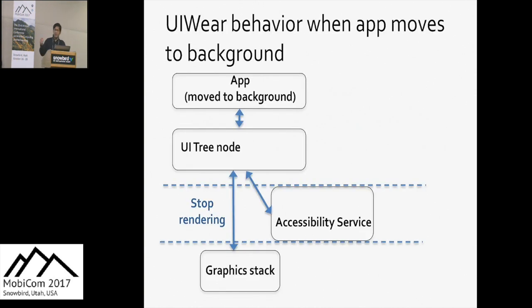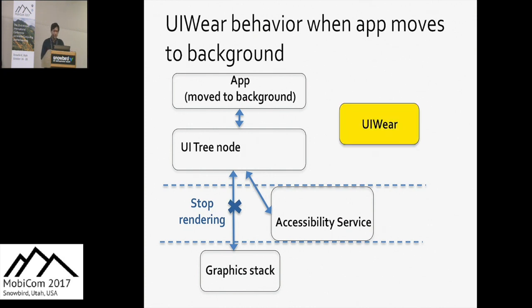Here's how it works. When an app switches to background, for example, you turn off your screen, the UI tree is set to stop status. This stops rendering on the graphics tabs so that nothing is disappearing on your screen, and then it stops communicating with accessibility so that no UI updating happens anymore.